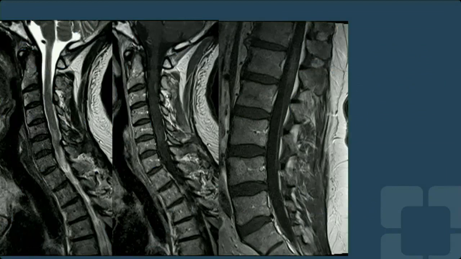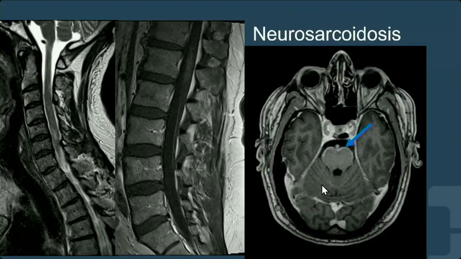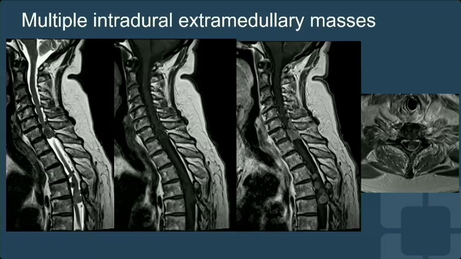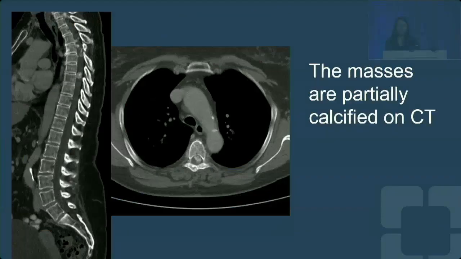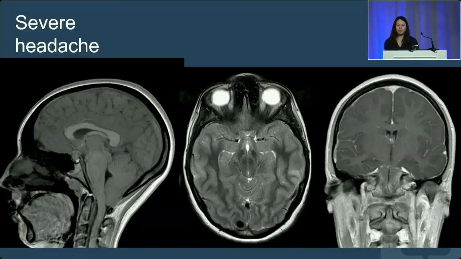All right, here in this case, you can see that there is patchy enhancement along the leptomeninges, and then in the brain, there is enhancement coating the contours of the pons. This is a patient with neurosarcoidosis. So just so you know, there are other disease entities that result in enhancement of the cauda equina or intradural enhancement that may not be metastatic disease. This patient had multiple intradural extramedullary diseases, and what really helps us with the diagnosis is on CT, they're calcified. So this was meningiomatosis, multiple meningiomas.